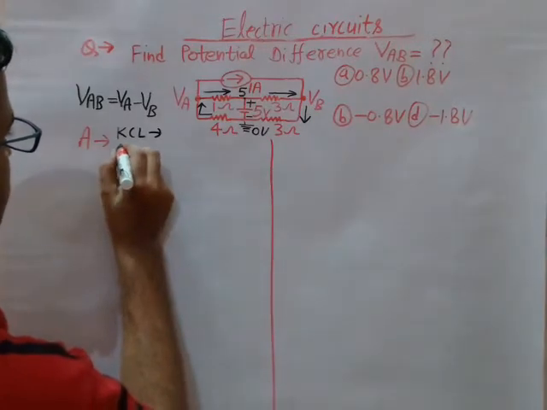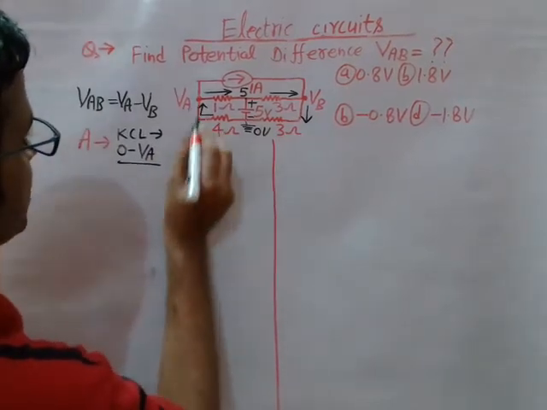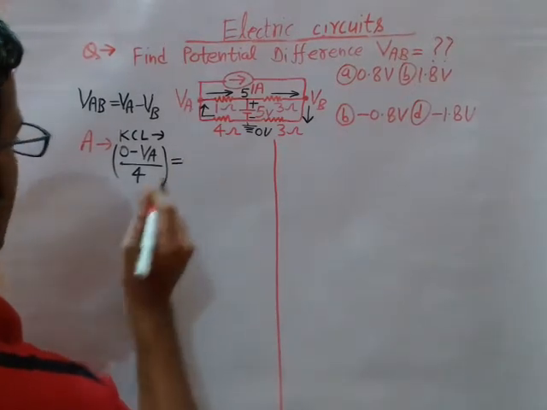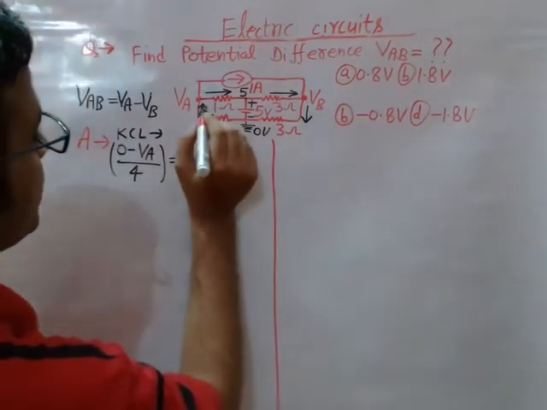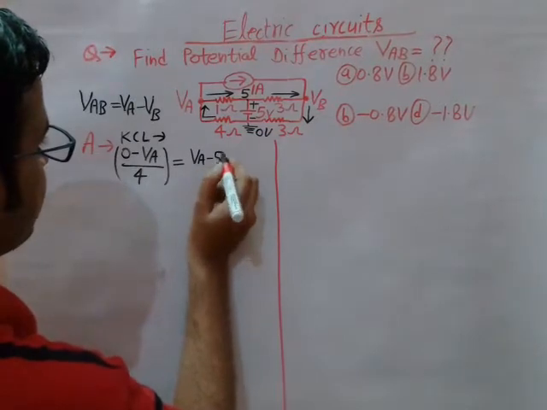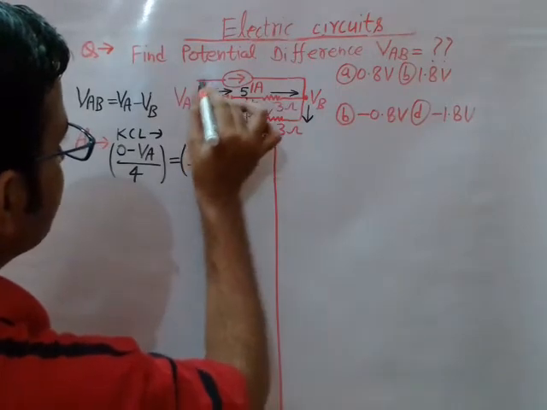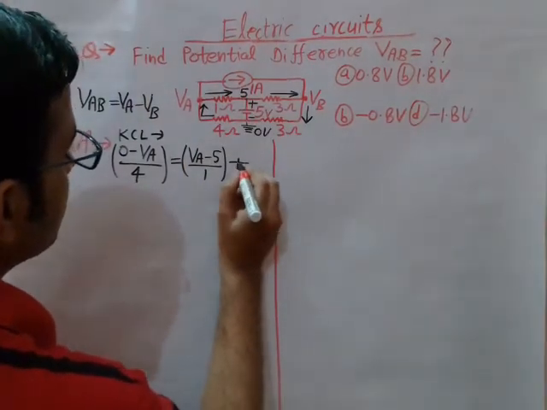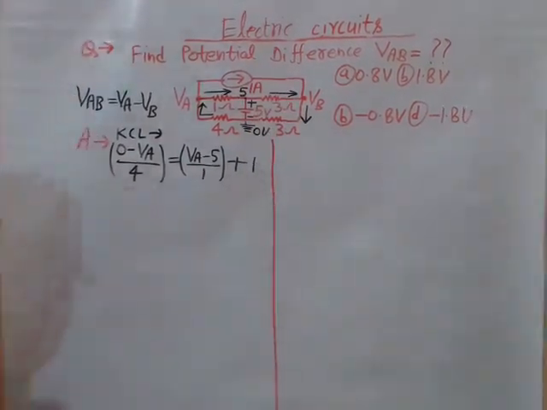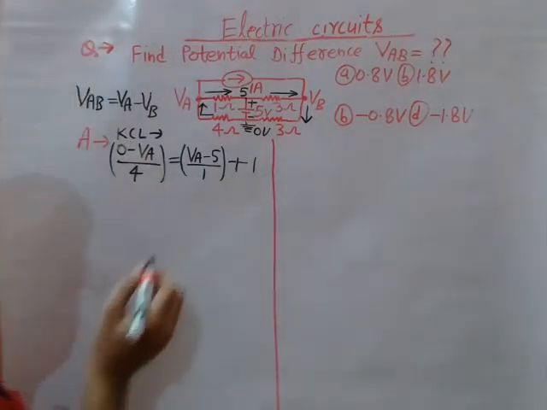So here you will write 0 minus VA divided by 4. This is the incoming current at this particular node, and the outgoing current is this: VA minus 5 divided by 1. Plus this is also an outgoing current from this node, so write plus 1. This is the 1 ampere current source which is outgoing. So this is the algebraic sum of all the incoming currents, and this is the algebraic sum of all the outgoing currents. This is Kirchhoff's current law.